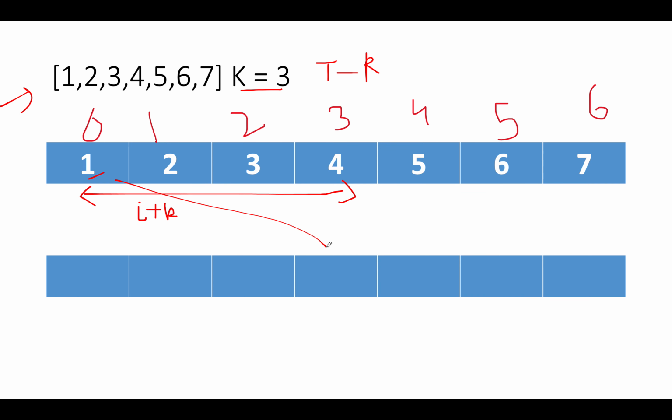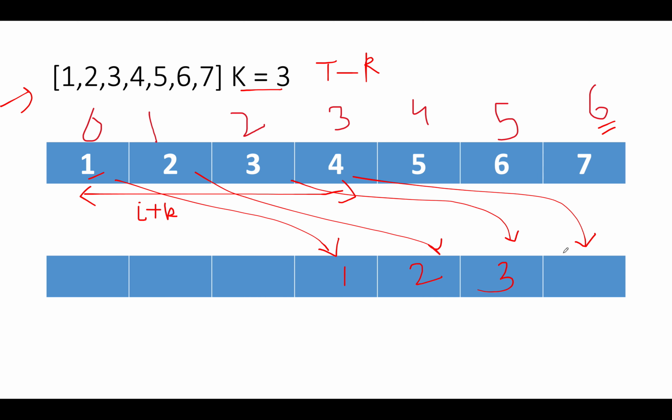That means 1 moves to this particular location. Similarly, 2 moves to 1 plus 3 gives us 4, this particular location. So let's keep writing that as well. 3 moves to 2 plus 3 location, which is this one, 5, and 4 moves to 3 plus 3 location, which is nothing but this one, given as 6 index.